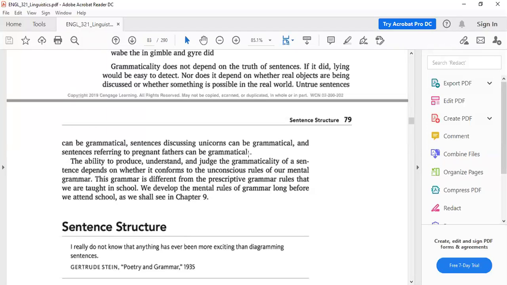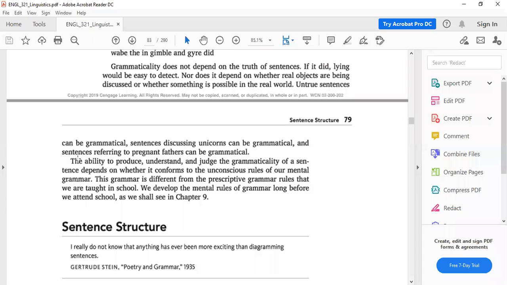Because we know that fathers can't be pregnant. Yes. Also, if we say the toothbrush is pregnant, grammatically speaking, this is fine. Syntactically speaking, this sentence is well formed. But semantically speaking, no. We know that this sentence has a problem with its truth value. We know that toothbrushes cannot be pregnant.